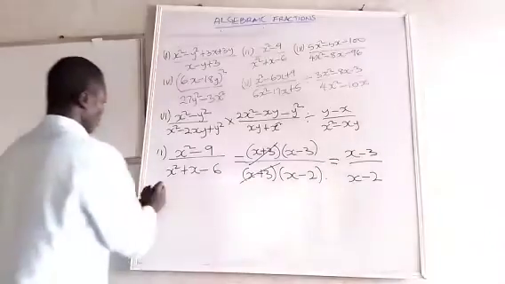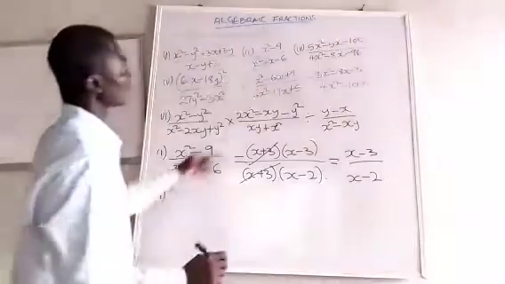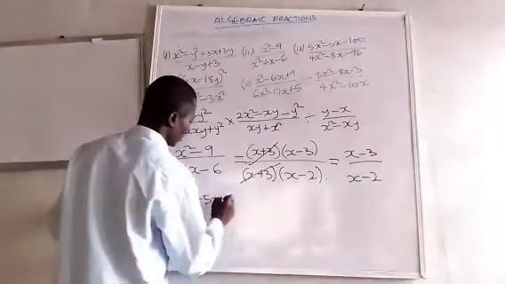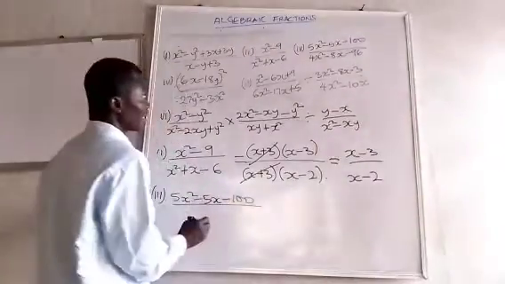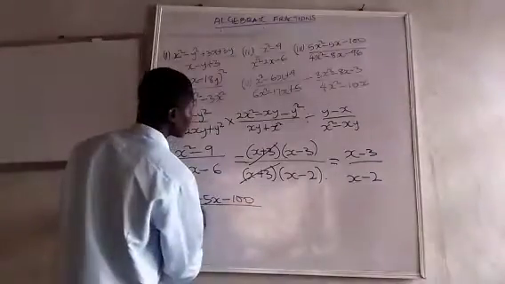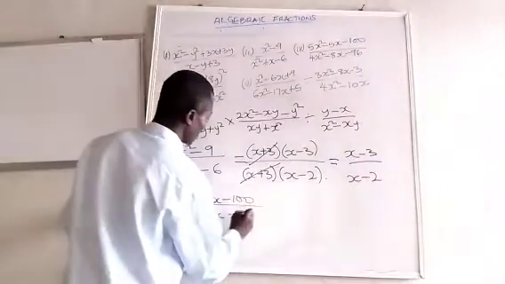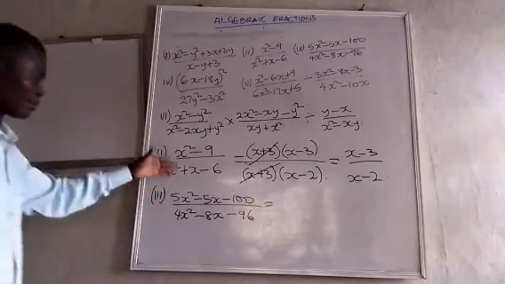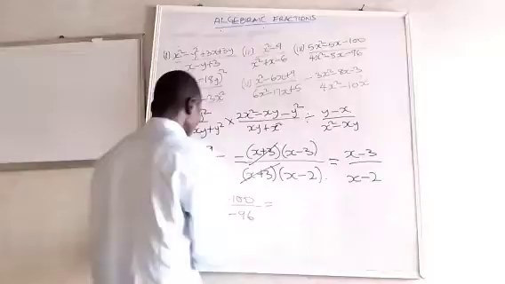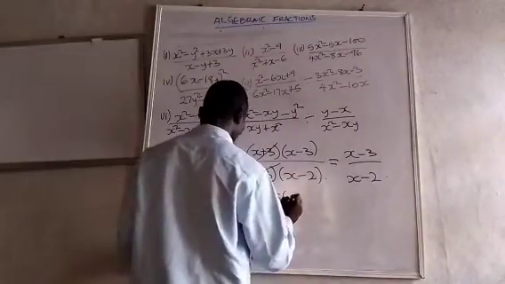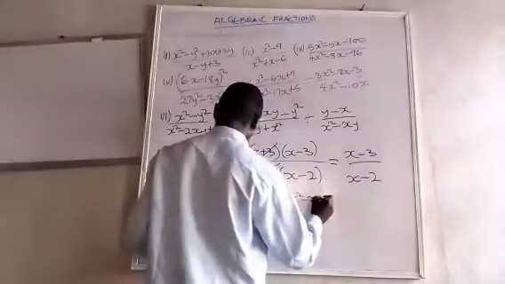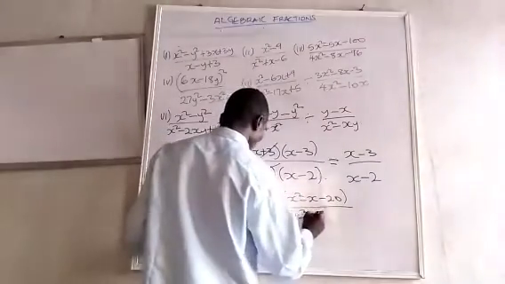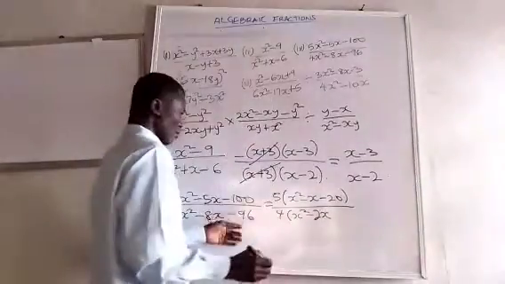Let's look at the third one: 5x squared minus 5x minus 100 divided by 4x squared minus 8x minus 96. You can quickly factorize this one by dividing the numerator by 5 and the denominator by 4. So this one is going to be 5 into (x squared minus x minus 20) divided by 4 into (x squared minus 2x minus 24).